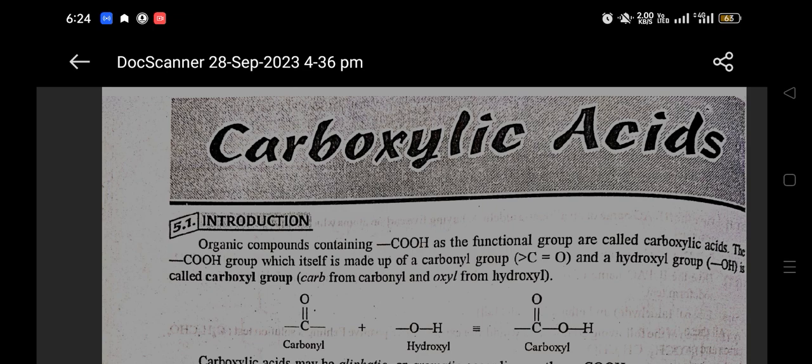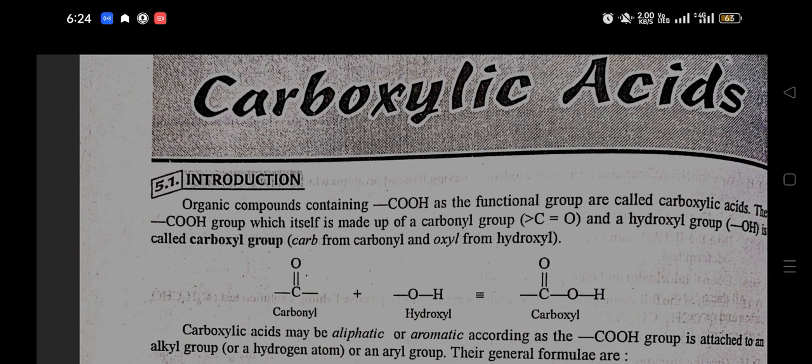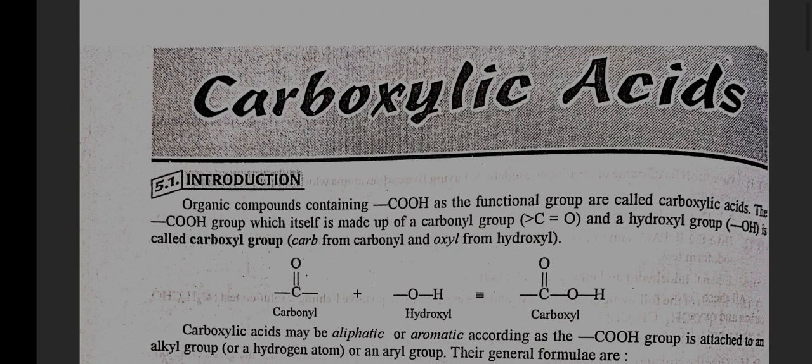Today we are discussing carboxylic acid. Now let's start. At first, introduction. Organic compounds containing carboxylic as the functional group are called carboxylic acid. The COOH group, which itself is made up of a carbonyl group and a hydroxyl group, is called the carboxyl group.